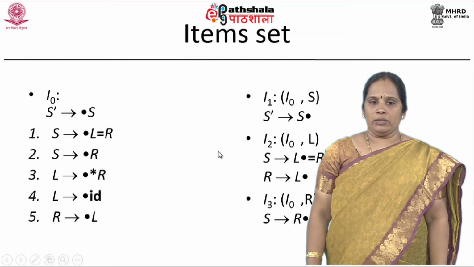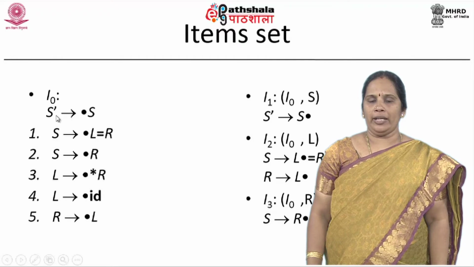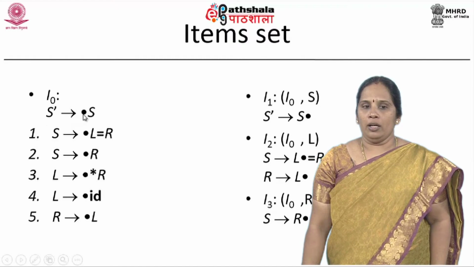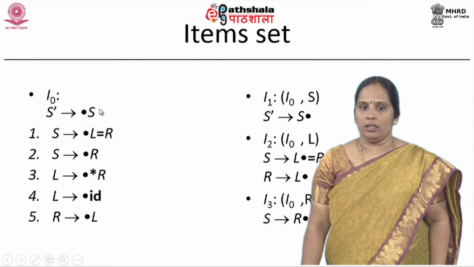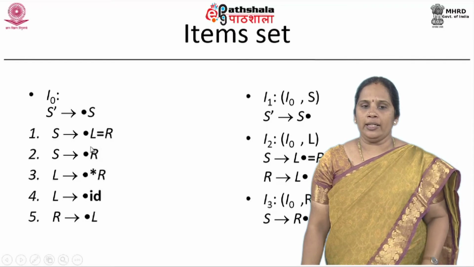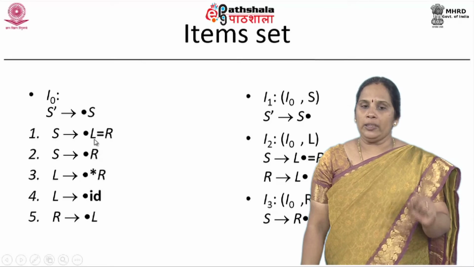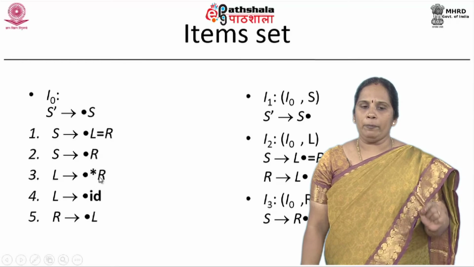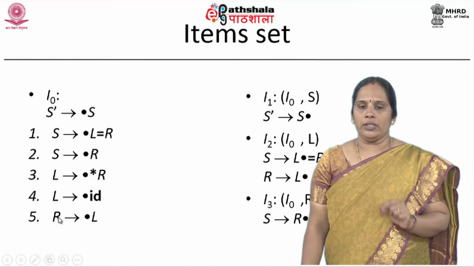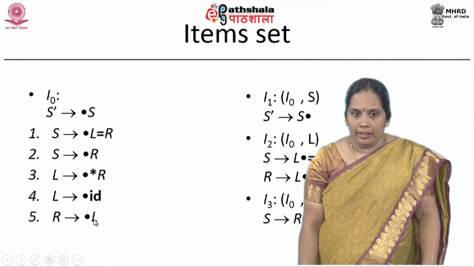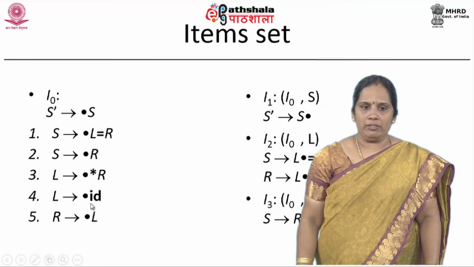Now, let us look at the item set construction. You have augmented the grammar with S dash. So, S dash produces dot S, that is the first item. Now, I have to add the productions of S, which I have added here. S produces dot L equal to R, S produces dot R. Now, these two productions require you to add the productions of L and R respectively. So, L produces dot star R, L produces dot ID, and R produces dot L. This is also added to the grammar. Now, I have a dot L here, but the productions of L have already been added. So, that leaves us with I naught.